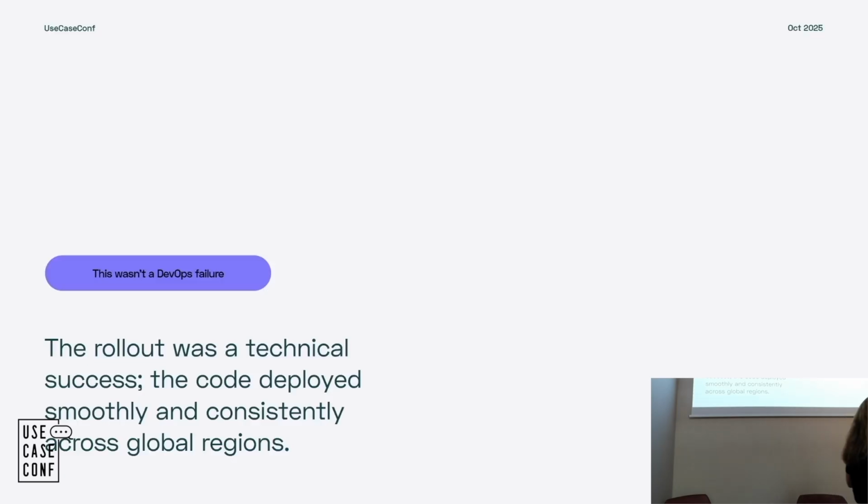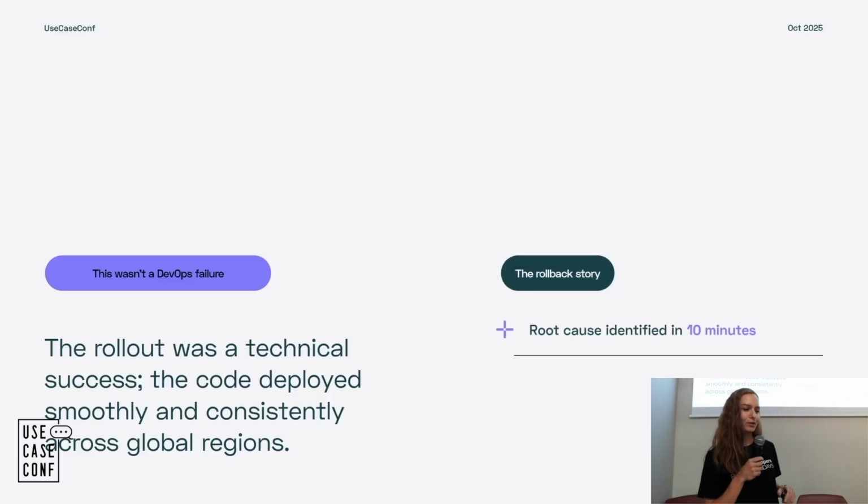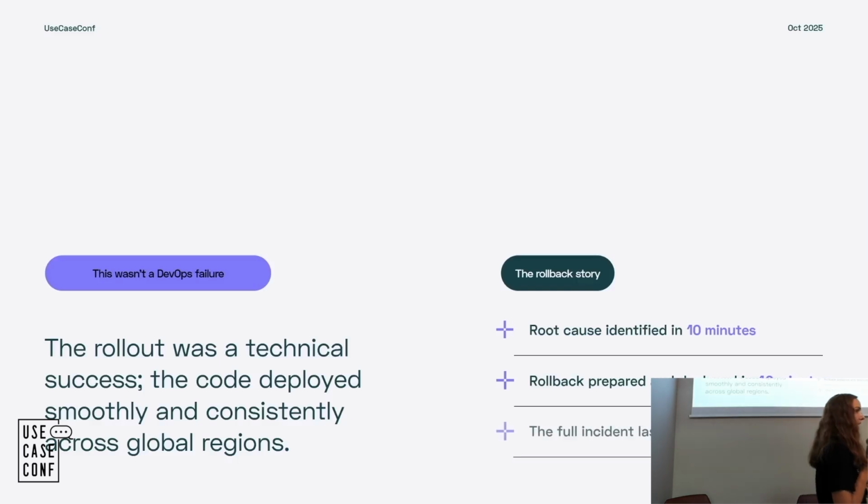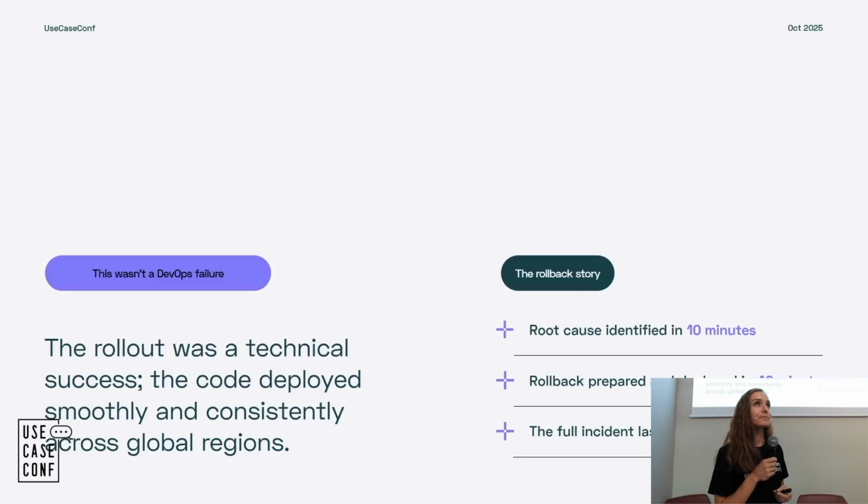And if we look at the rollback story, we get quite an interesting picture. So they actually identified the root cause in 10 minutes. Not bad, I think. They prepared the rollback and deployed it in 40 minutes. Also pretty good. But the actual incident still lasted for up to 4 hours. And this is because of all the systematic recovery delays and the backlog clearing. So now that's not ideal, is it?